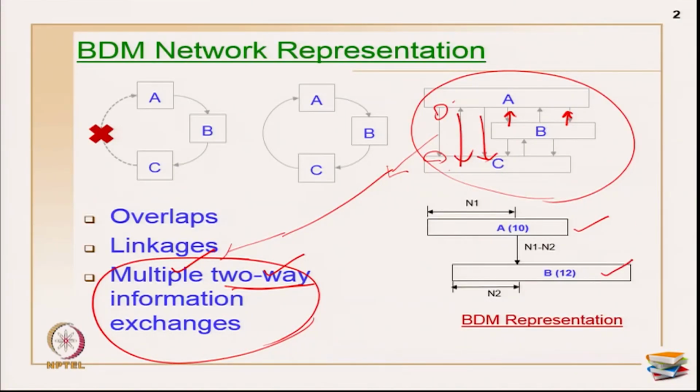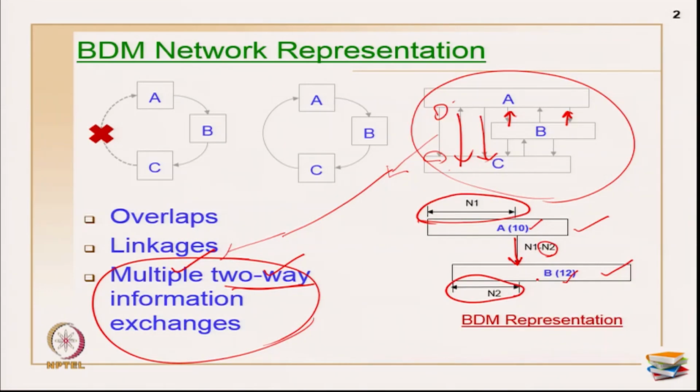Let us assume I have two activities, activity A and activity B, and the duration for A is given as 10, duration for B is given as 12. I am representing these two activities, and there are three ways of representation as given by Kim, but we are only going to show one representation, which is N1 dash N2. N1 is the time from which the predecessor can release the information, and N2 represents the time at which the information is received by the successor. That is how the information is represented as a linkage.